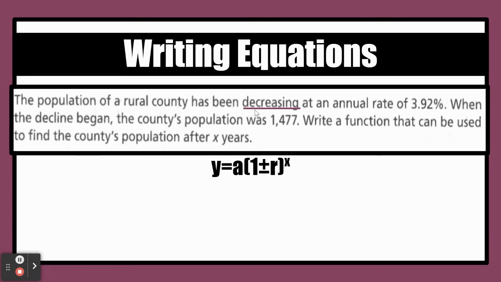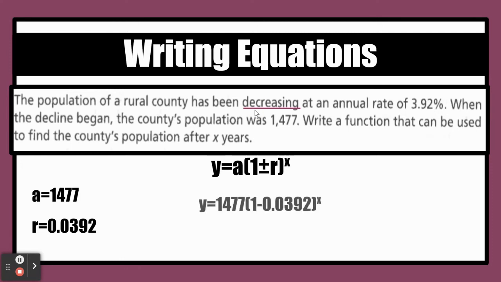Next, I pull out my initial value, which is 1,477. Now I need to pull out my rate and convert that to a decimal, which is 0.0392. Now that I have those two pieces of information, now I can plug that into the decay formula. And my formula is y is equal to 1,477 times 1 minus my rate, which is 0.0392, all raised to the x power.